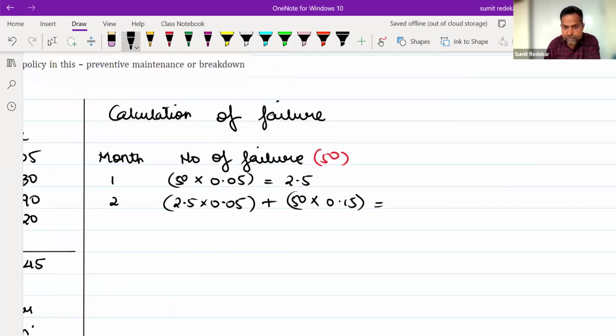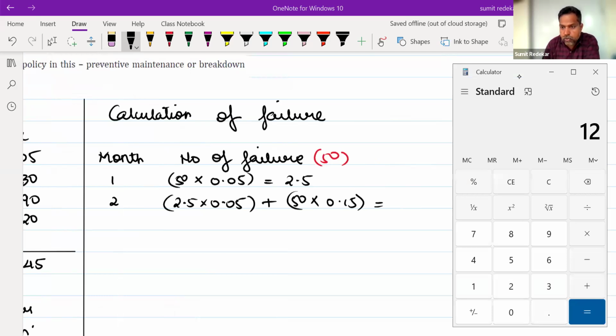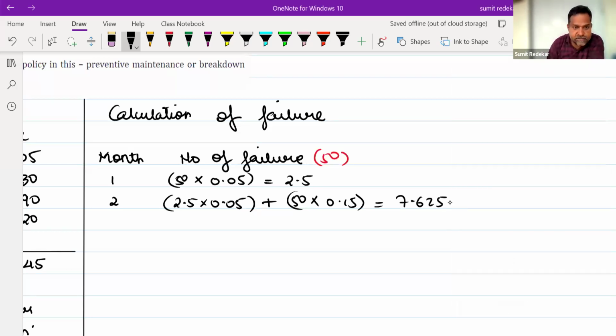So that will be 2.5 into 0.05. Add that to memory. 50 into 0.15. Add that to memory, recall. That's 7.625 failures. Let's come to the third period.